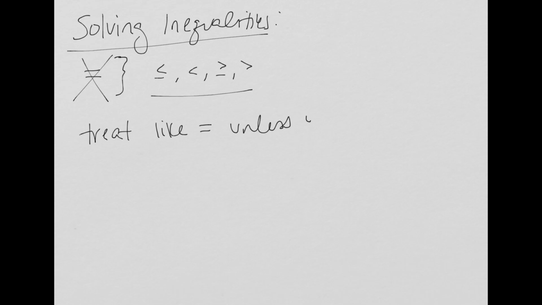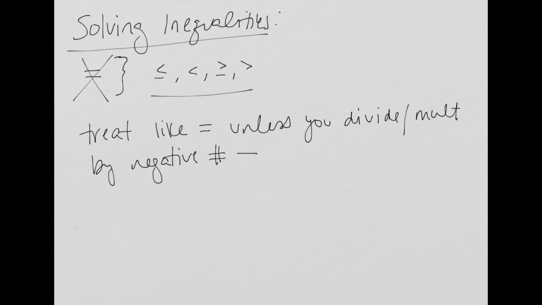Unless you divide or multiply by a negative number. If you do that, all you have to do is flip the inequality. So for solving these inequalities, you're going to treat the inequalities just like you would an equal sign. The only difference is if you divide or multiply by a negative number, you just got to flip the inequality. So let's do some examples.